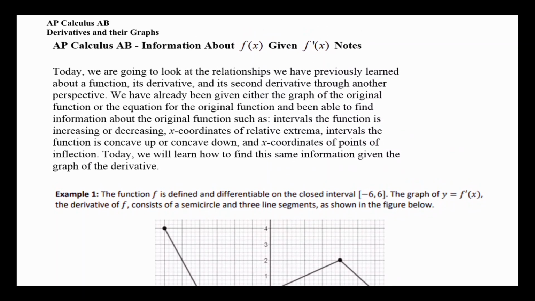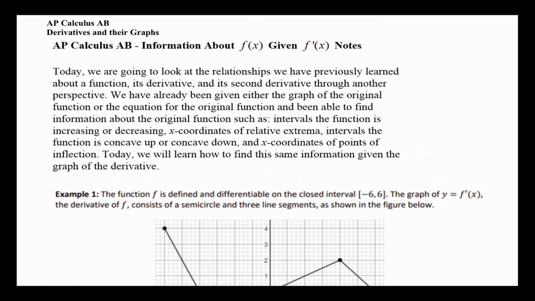So what they're going to do is they're going to give us a derivative graph, and they want us to be able to tell you about the original. Okay? So given f prime, which is a derivative, we're going to have to find things like increasing, decreasing, relative maximum minimums, concave up, concave down, points of inflection, things like that.